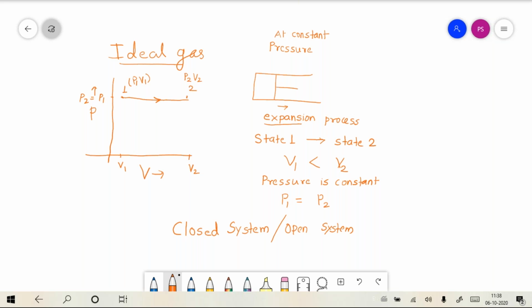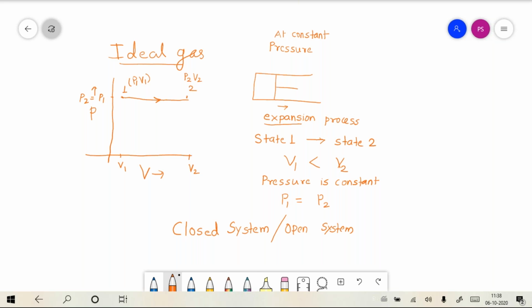The answer is correct, but the reason is not that. The reason is, Gargi, that it is a closed system because there is no mass transfer. There is an energy transfer, but there is no mass transfer.